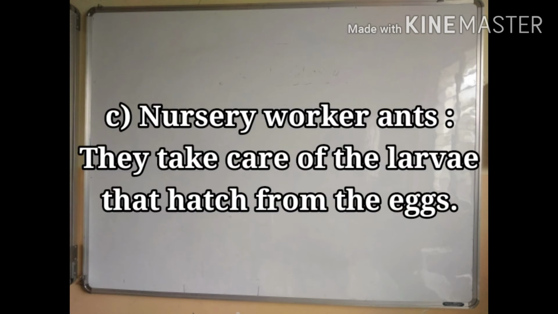Understood? Now here is the next point, nursery worker ants. By the name we can understand, nursery workers take care of the larvae that hatch from the eggs. We know that a queen ant lays the eggs and small baby ants hatch out. So what are nursery workers doing? They take care of the larvae that hatch from the eggs.